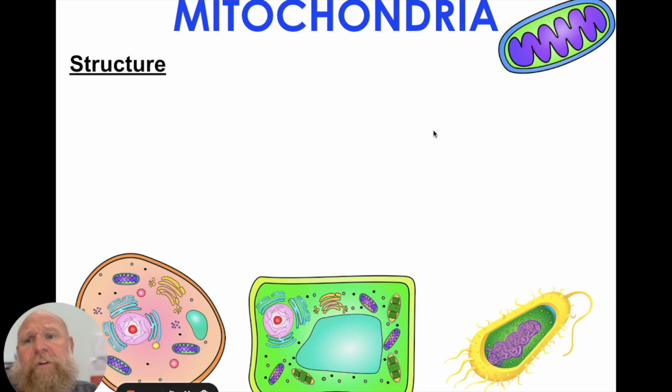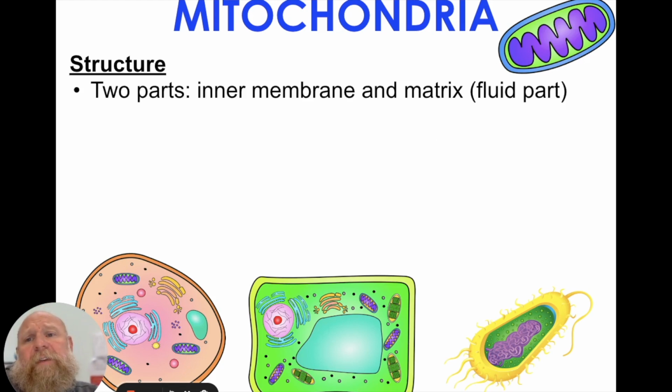So the structure of the mitochondria is it comes in two parts, an inner membrane and a matrix or a fluid part. So you have this inner membrane, kind of looks like a brain, right? And then you have this cytoplasmic looking fluid on the inside. Now remember, this is an organelle, so it has a plasma membrane around it, okay? So it has a cell membrane. But the structure is two parts, inner membrane and a matrix. That's the fluid part. The fluid part is the matrix.